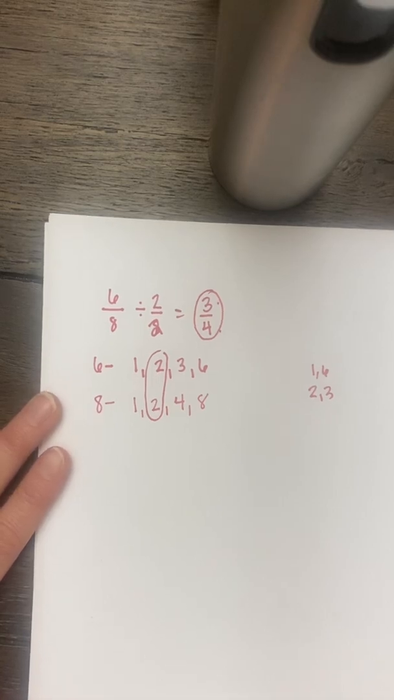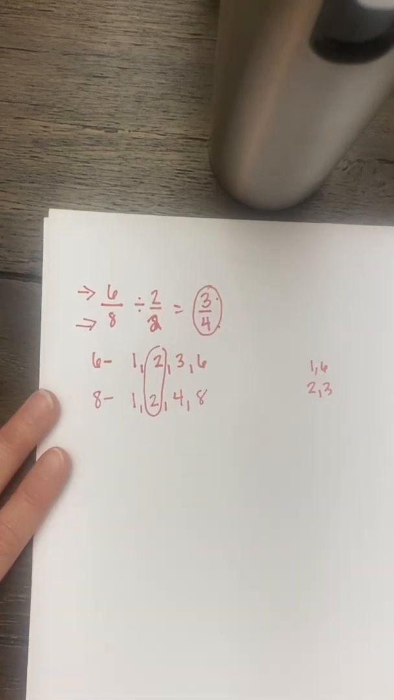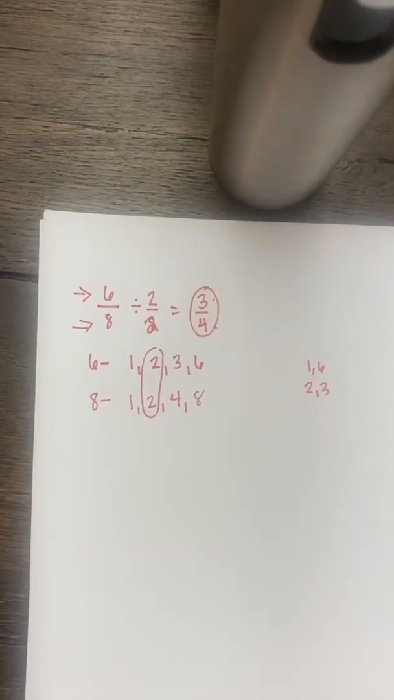Something that's always easy to look for is if your numerator and denominator are both even numbers, we know that they can be divided by 2.